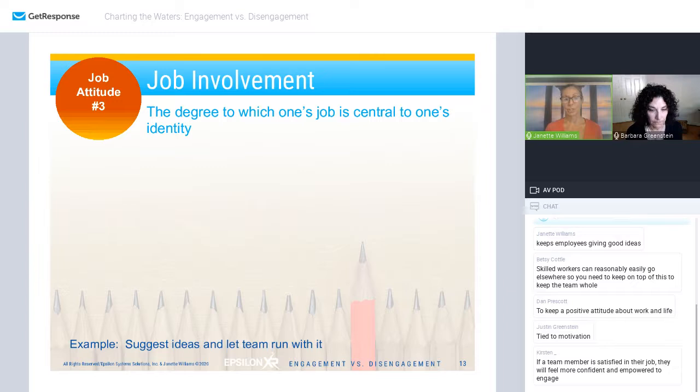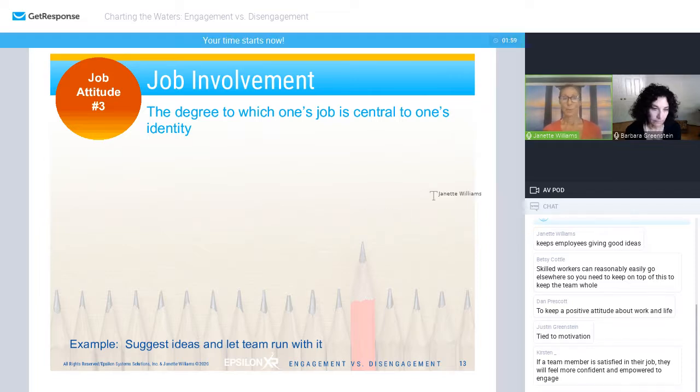One example or suggestion we had was, suggest an idea to a team and then let them run with it. So are there things that you can share with the group about how you've been able to bring people along in their job involvement by having them feel a sense of the tribe, a sense of belonging in the team, especially when we're so dispersed in terms of being remote? So let's get some ideas out there and learn from one another. We're going to put 2 minutes on the clock.